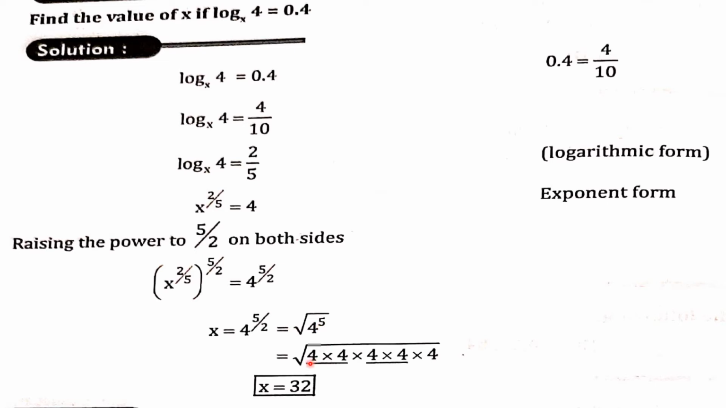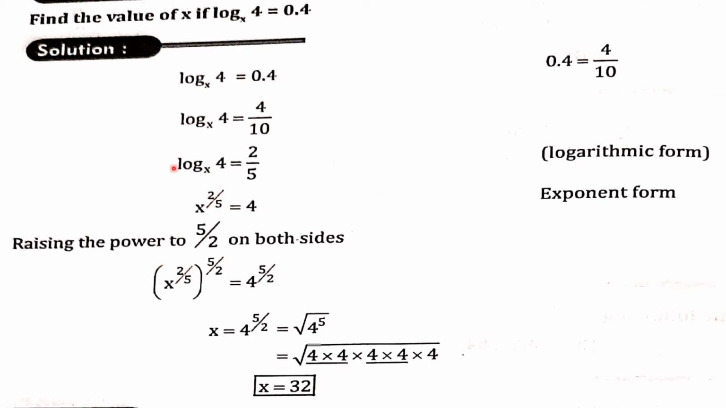So now root 4 you have multiplied, that is 4 into 4 into 4 into 4. So you will get a value. Once you take a root for all these values, that is 4 into 4 into 4 into 4, you will get a value as 32. So multiply all these 4s, you will get a value. Take a root, then you will get a value as x is equal to 32.